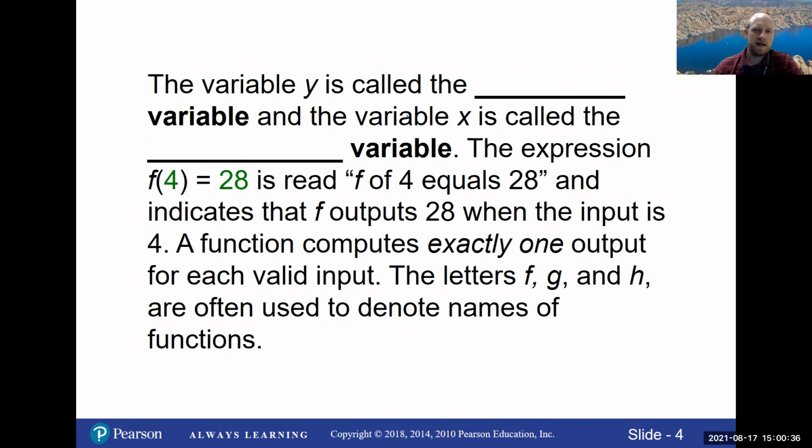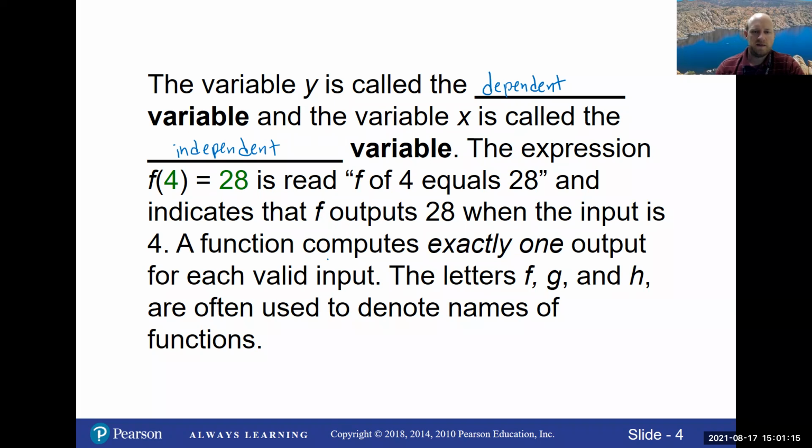The variable Y is called the dependent variable because it depends on what the variable X in the function is. The variable X is called the independent variable, which means it doesn't really depend on anything. We're inputting that, and then we're getting an output of Y. We could say that the expression F of 4 equals 28, and that's how we would read it, indicates that F outputs 28 when our input is 4.